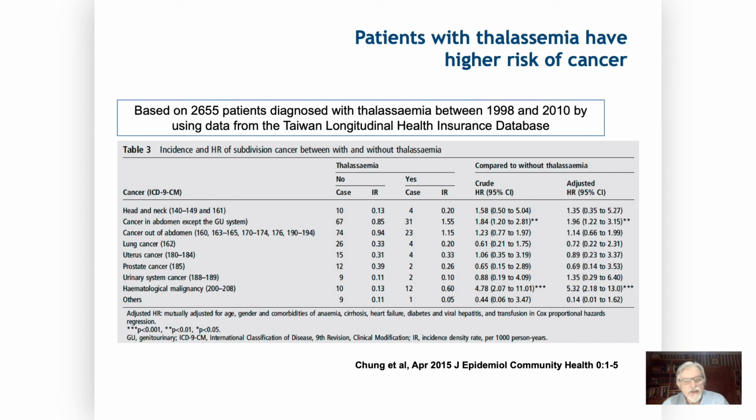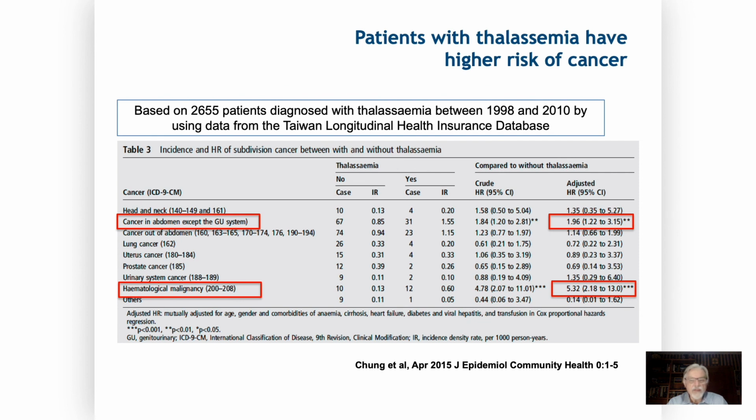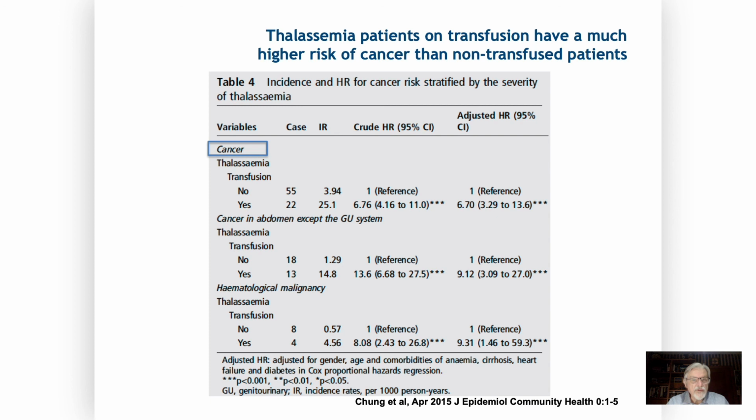This is an epidemiologic study of patients with thalassemia in their 50s and 60s. What happens if you're exposed to low levels of iron or moderate levels of iron for long periods of time? And overall, patients with thalassemia, if you look at cancer of the abdomen, except for prostate, you see that these patients have a twofold increased risk. Thalassemia patients who are iron loaded, by the way, have a twofold increased risk of cancer. And if you look at hematologic malignancies, they have a 5 times increased risk of leukemia.